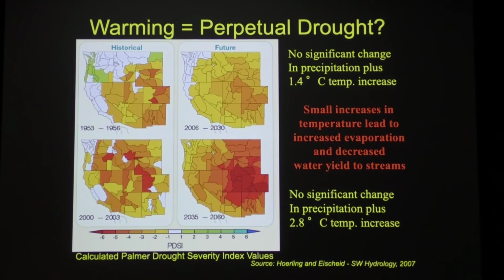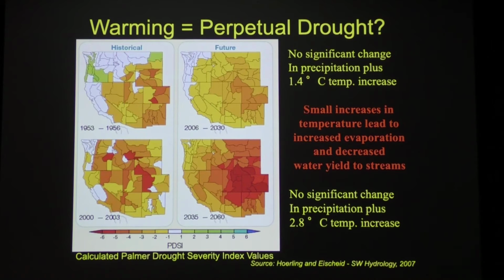This is an interesting study where some folks looked at calculated Palmer Drought Severity Index. It's a measure of droughtiness, okay? Red means real drought, green and blue mean less drought. What these scientists did in their analysis is they looked at historical dry periods. The 1950s drought up here in the upper left corner, the early 2000s drought in the lower left corner.